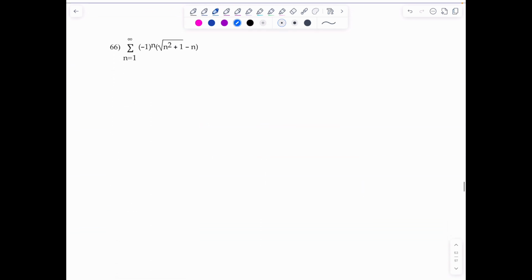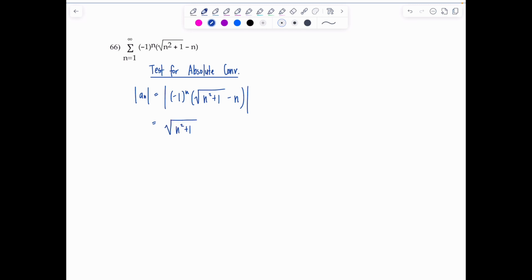Beautiful. Here's another one. The sum, n equals 1 to infinity, of (-1) to the n times the square root of (n squared plus 1) minus n. Okay. So first, let's test for absolute convergence. The absolute value of a_n is going to be the absolute value of (-1) to the n times the square root of (n squared plus 1) minus n. So that (-1) to the n is going to go away. And then I just have the square root of (n squared plus 1) minus n.